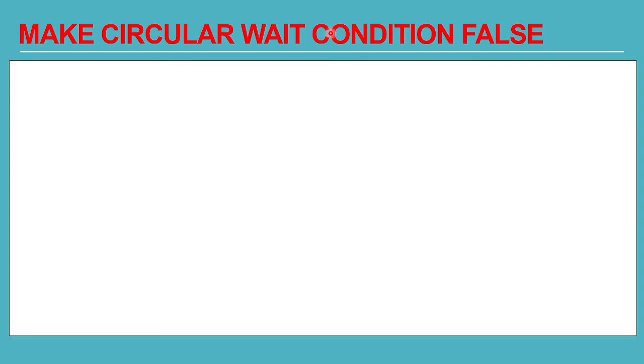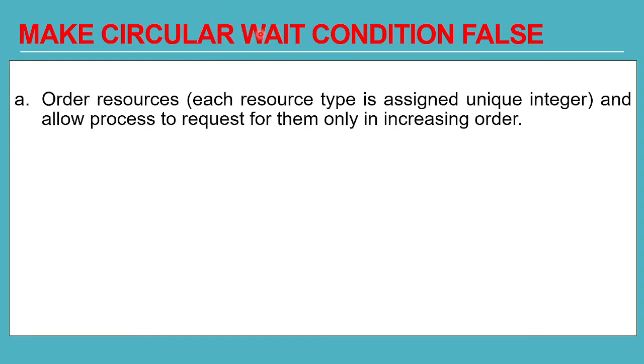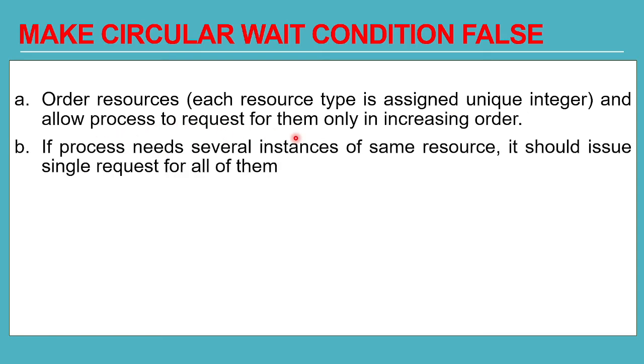Then the last condition which you need to make false in order to prevent deadlock is the circular wait condition. So how do we make this circular wait condition false? You have to order the resources, and each resource will be assigned a unique integer number, and processes are allowed to request them only in increasing order. If a process needs several instances of the same resource, it should issue a single request for all of them.